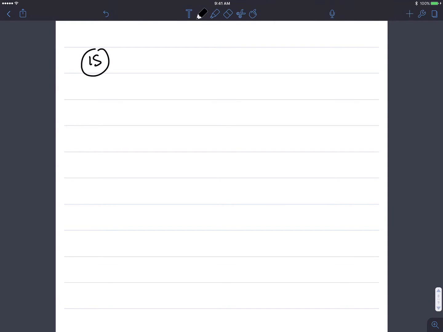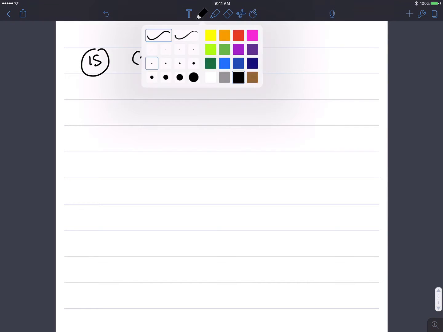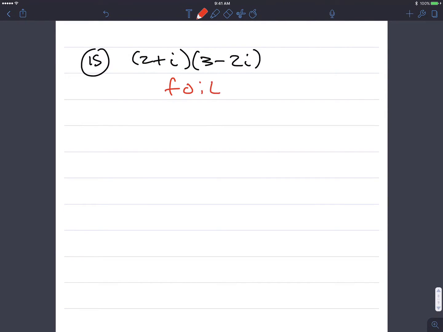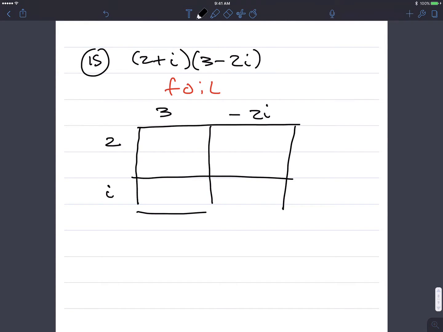Number 15. 2 plus i times 3 minus 2i. We're going to have to use FOIL. Our FOIL box has row 2, row i, column 3, column negative 2i. Two times 3, 2 times negative 2i, i times 3, i times negative 2i.